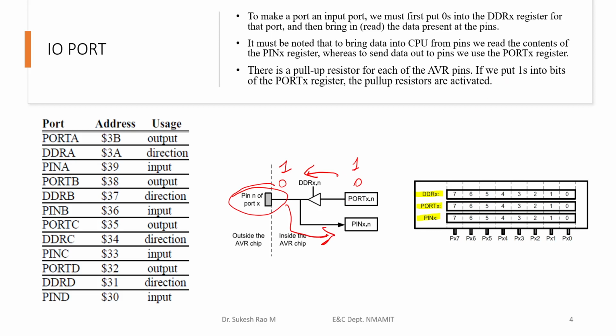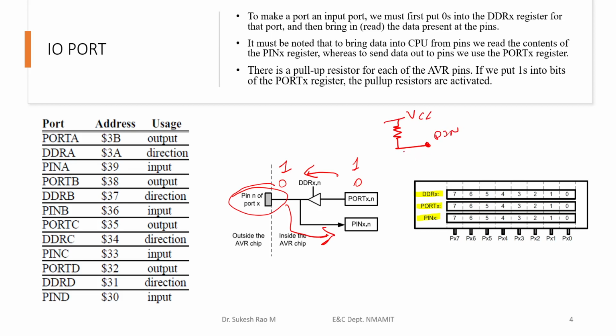If you put ones into bits of the port register, the pull up is activated. Whenever you make it 1, automatically pull up is activated. Pull up means it is something like you connect a resistor to the pin, and this is connected to VCC. This is called pull up.